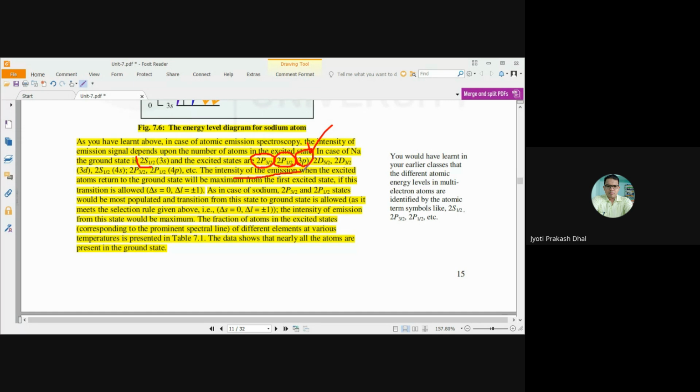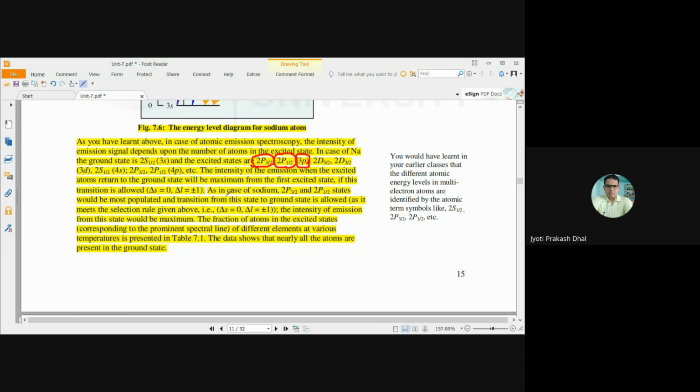So the intensity of the emission when the excited atoms return to the ground state will be maximum from the first excited state, that is, from the 3p excited state. The 3p excited state contains two microstates according to the term symbol, 2p 3/2 and 2p 1/2, and after that they will come back from 2p 3/2 to 3s, and from 2p 1/2 to 3s. So that's why the sodium atom will show two signals, one signal at 589 nanometer and another signal at 589.6 nanometer.